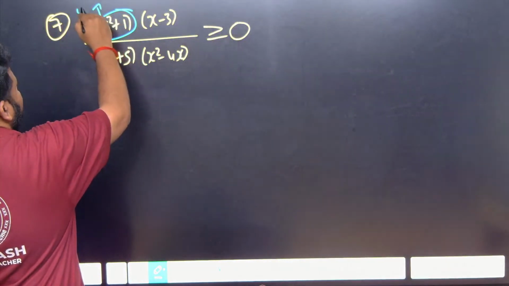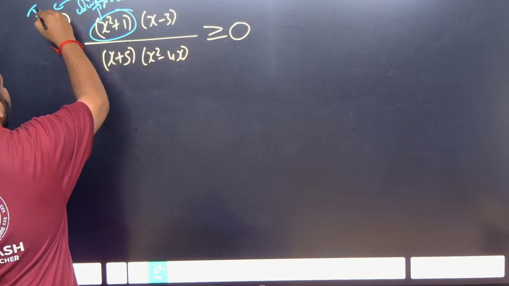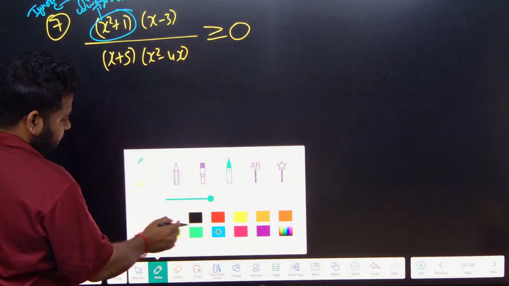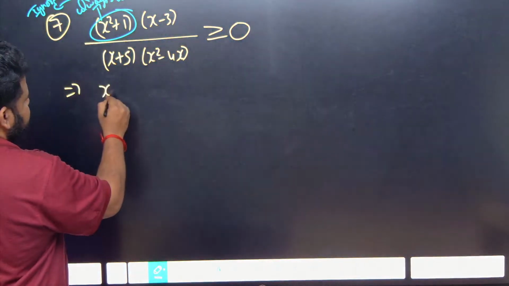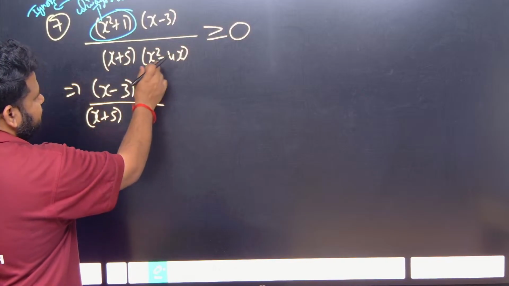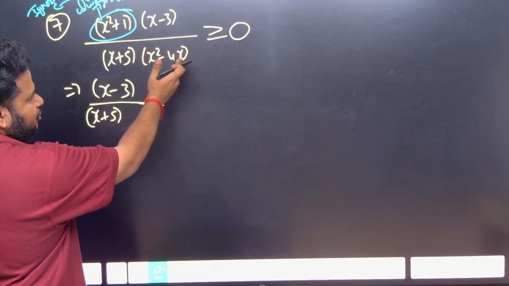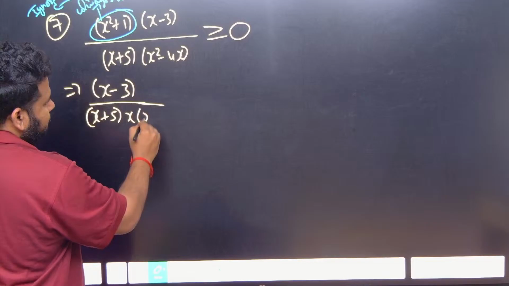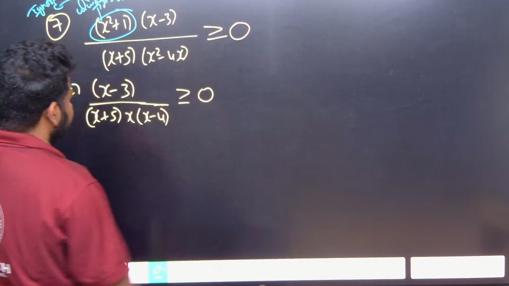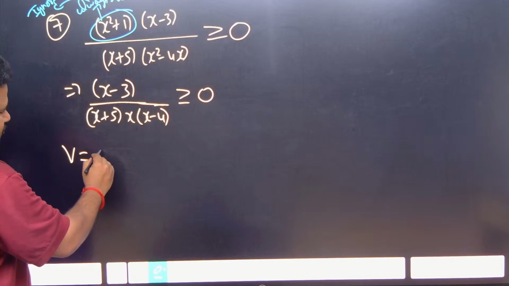is non-factorizable and always positive, so ignore this and move ahead. This question will transform into x minus 3 by x plus 5 into x square minus 4x. Definitely you can factorize x square minus 4x. I can take x common, so this becomes x into x minus 4. This is greater than or equal to 0. Now let us write the vanishing points. The vanishing point is in the numerator: if I equate x minus 3 to 0, I get x equal to 3.